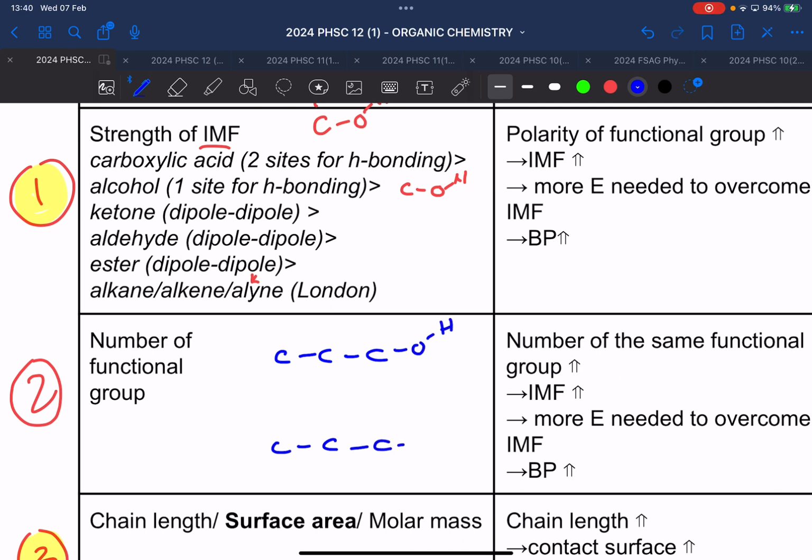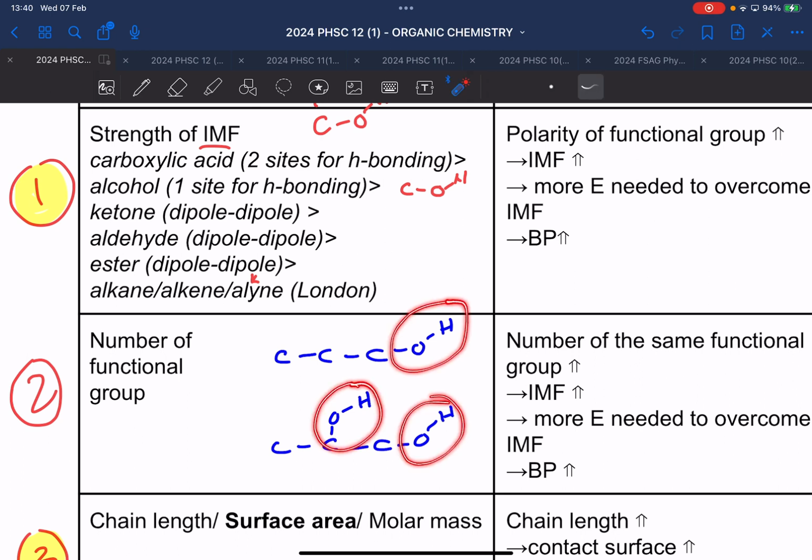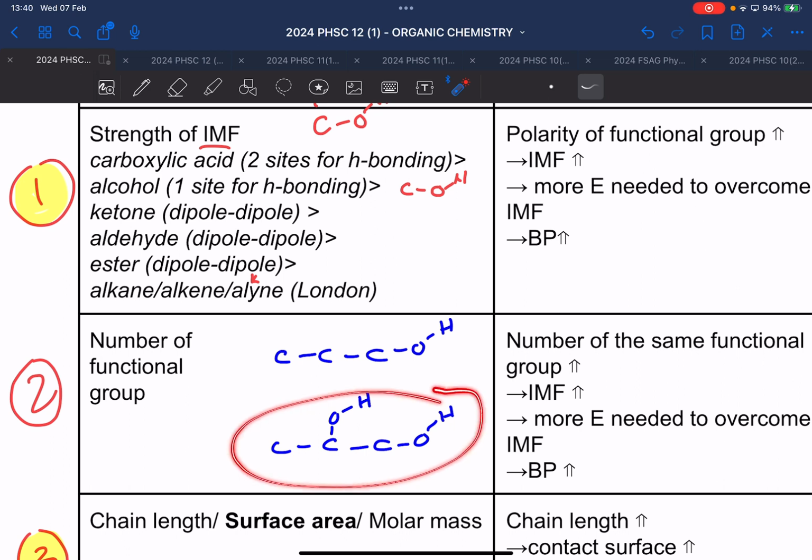Okay. The number of functional groups is, let's say you compare propanol with propanediol. So this one has 1 ol and this one has 2 ols. So this one has 1 site for hydrogen bonding and this one has 2 sites for hydrogen bonding. So which one will have a stronger intermolecular force? This one. So stronger intermolecular forces. Blah, blah, blah. Okay, you get the idea?